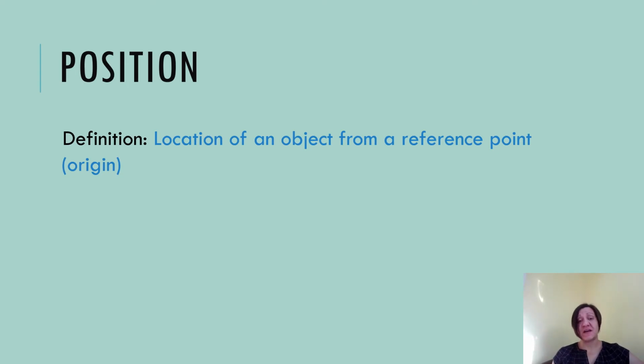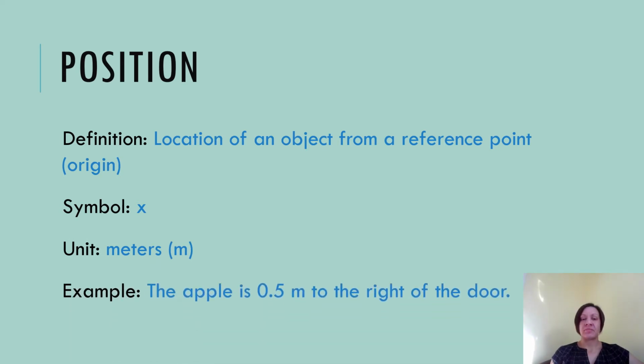The position is defined as being the location of an object from a reference point. That reference point, otherwise known as the origin, is where we consider the position to be 0. Sometimes the origin or reference point might be where an object starts moving, or sometimes it'll be otherwise defined for us. The symbol for position is a letter X. It has a unit, the standard unit at least, being meters. And an example would be that the object is 0.5 meters to the right of the door.